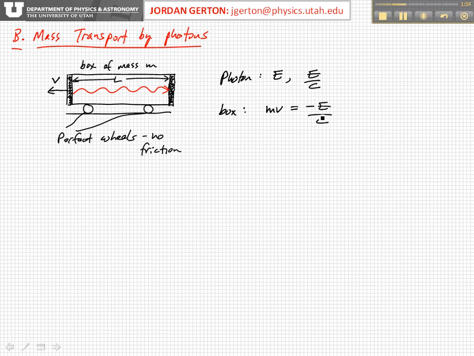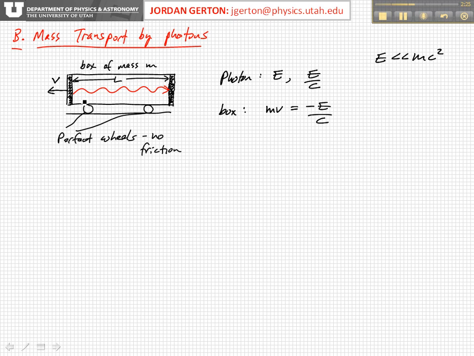We're going to assume here that the energy of the photon is much less than the rest energy of the box, and what that means is that the velocity is going to be low. It's going to be non-relativistic. So we're just using the non-relativistic expression for momentum instead of gamma mv, so basically gamma is equal to 1. All right, so this is the momentum that the box acquires when the photon's emitted.